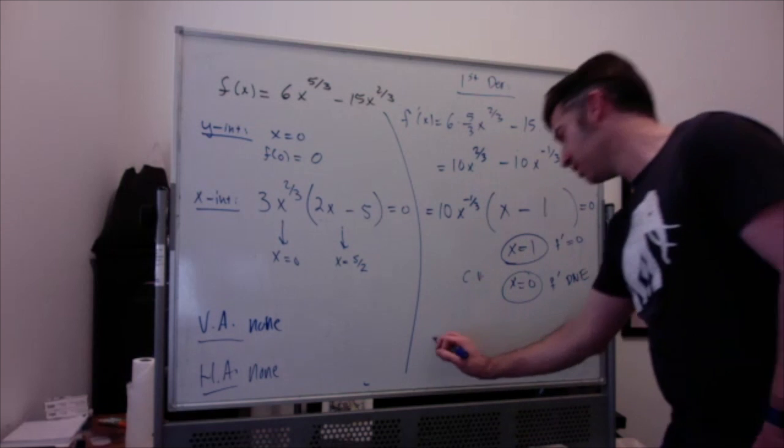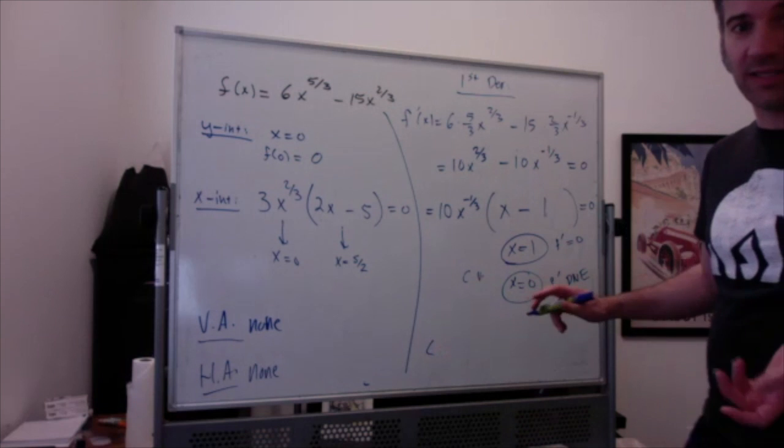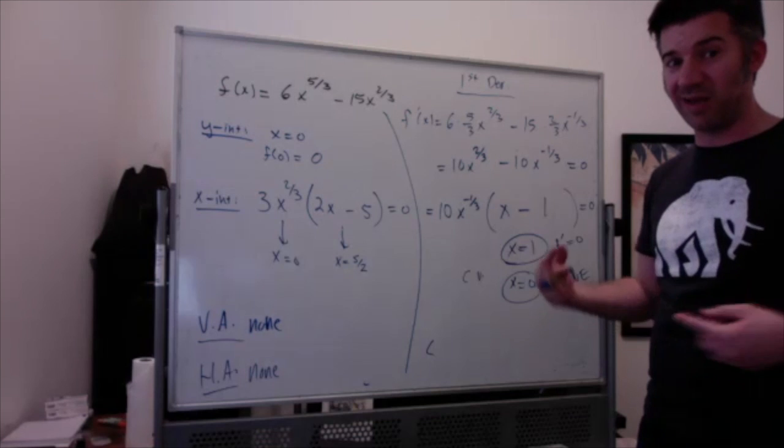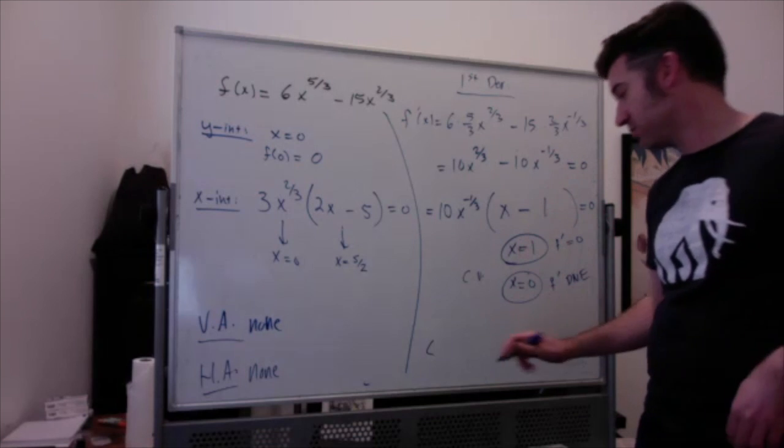Great. So the reason I point that out is because when we graph it, if we know the derivative is undefined, we know we should have a pointy point, like a cusp.